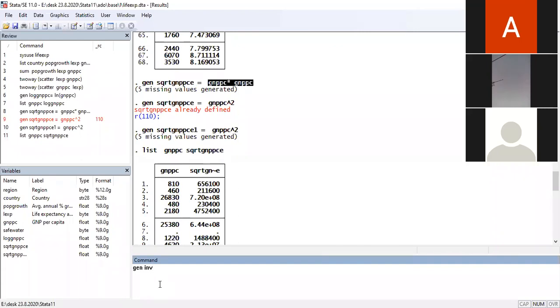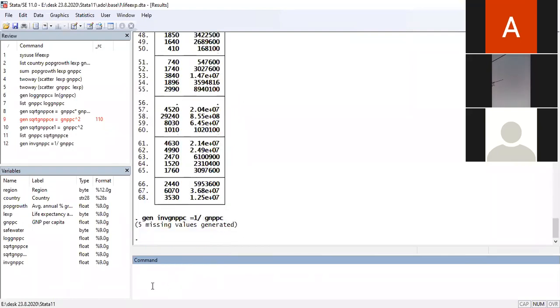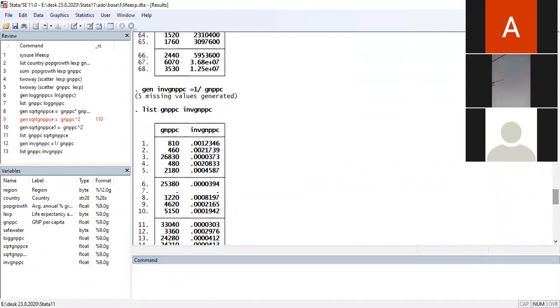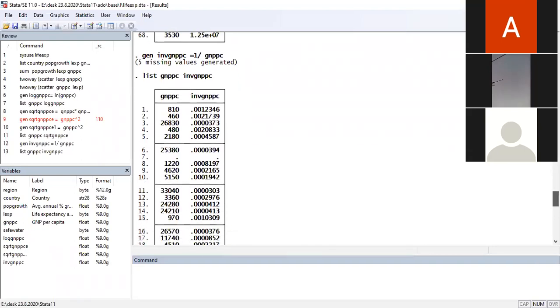So let's say GNPPC, I would go like this. Let's see if it works. 1 over GNPPC, okay? That's the inverse. Yes, generated. If you want to see, you can see GNP and INV GNPPC. Yes, here you see. 810, 1 over 810, 460, 1 over 460. So this is the inverse of GNP per capita.